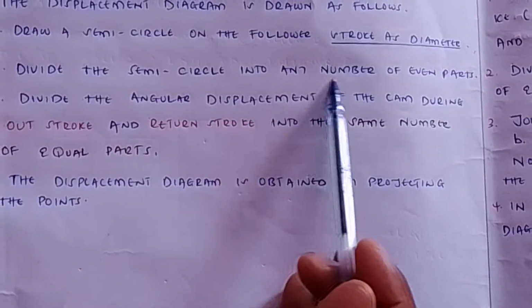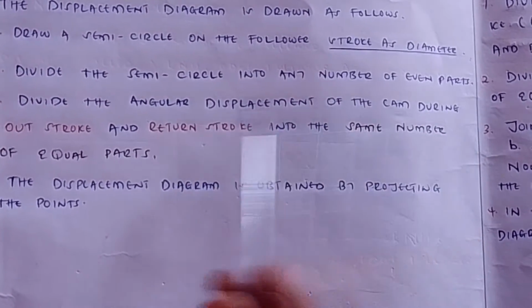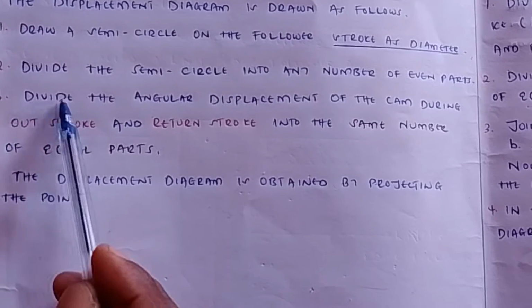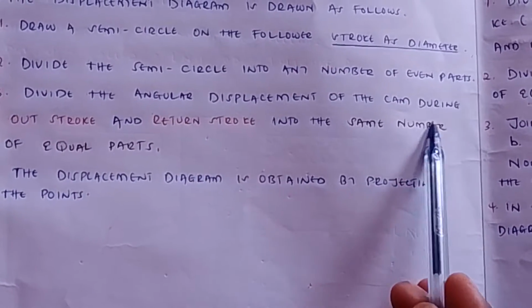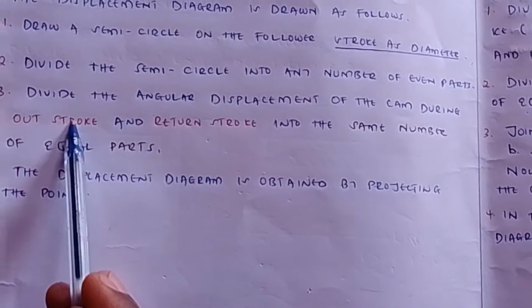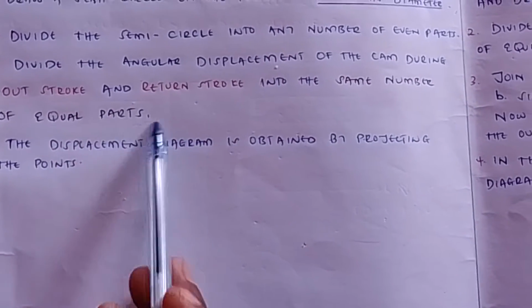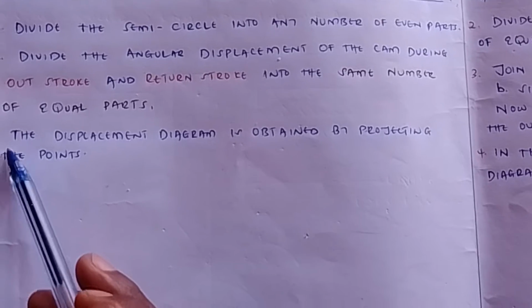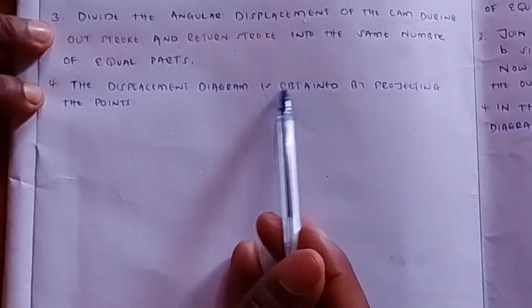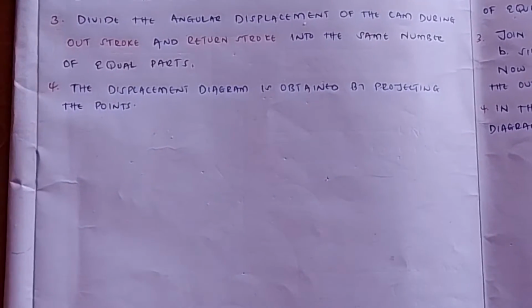Number 2, divide the semicircle into any number of even parts. Number 3, divide the angular displacement of the cam during outstroke and return stroke into the same number of equal parts. Number 4, the displacement diagram is obtained by projecting the points.